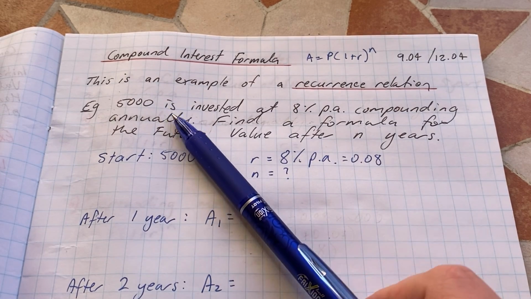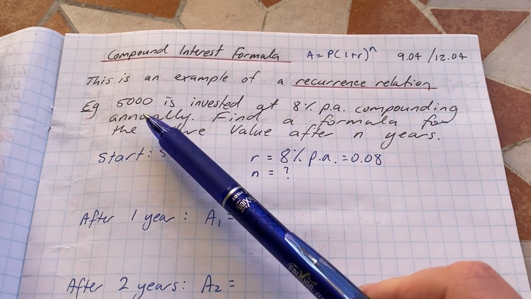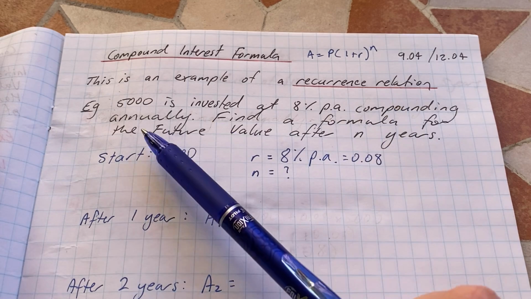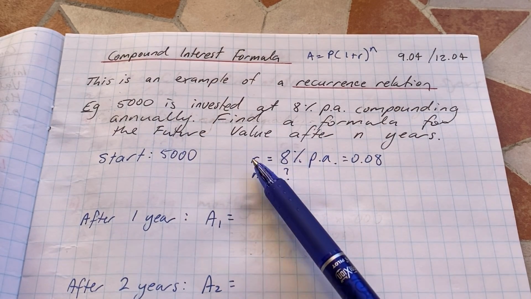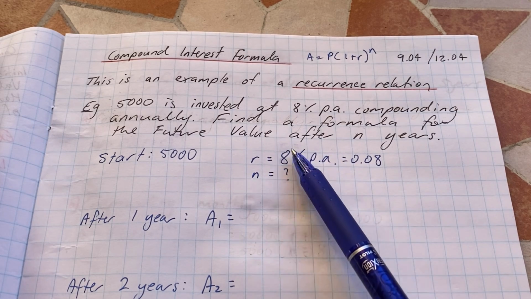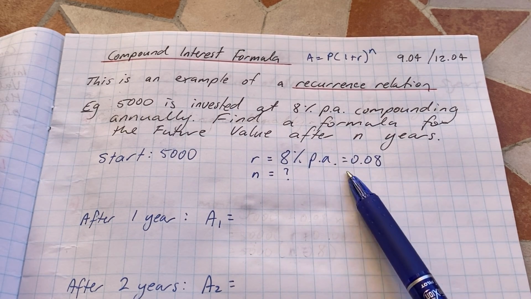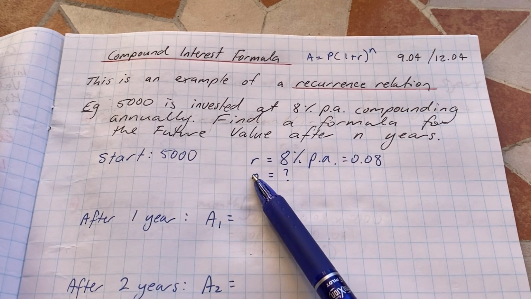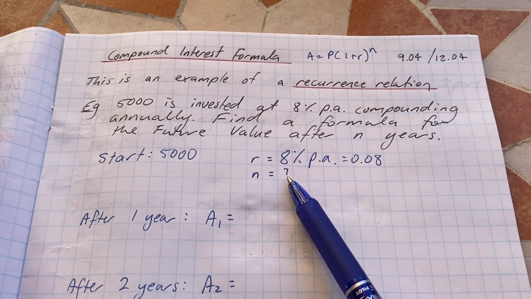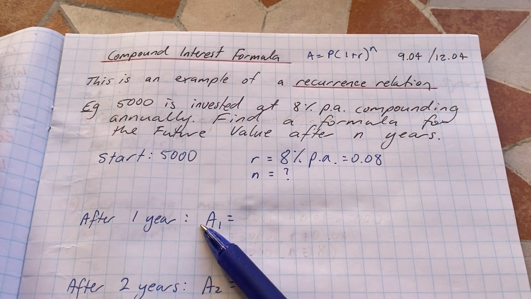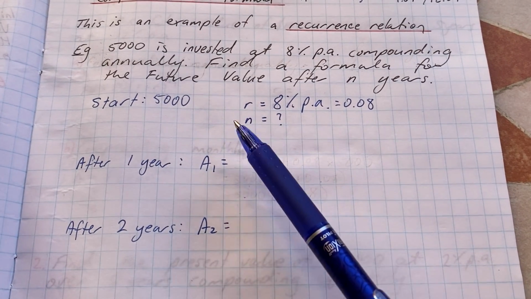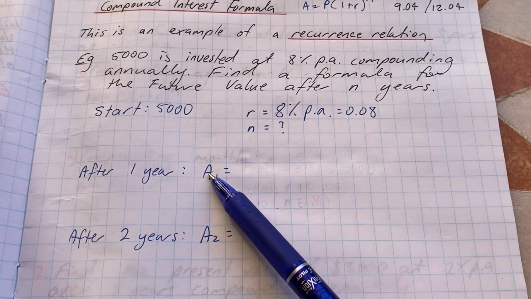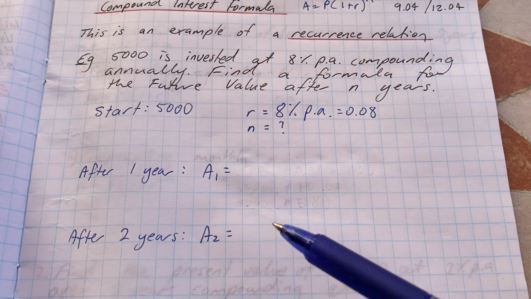So $5,000 is invested at 8% per annum, compounding annually. Find a formula for the future value after n years. We start with $5,000. Our rate of interest is 8% per annum, and we always write that as a decimal, 0.08. Now our n, we don't know. We're finding a formula for n. So after 1 year, we call it A1, the amount after 1 year, and that notation is something you need to use a lot and get used to. So A1 means after 1 year.